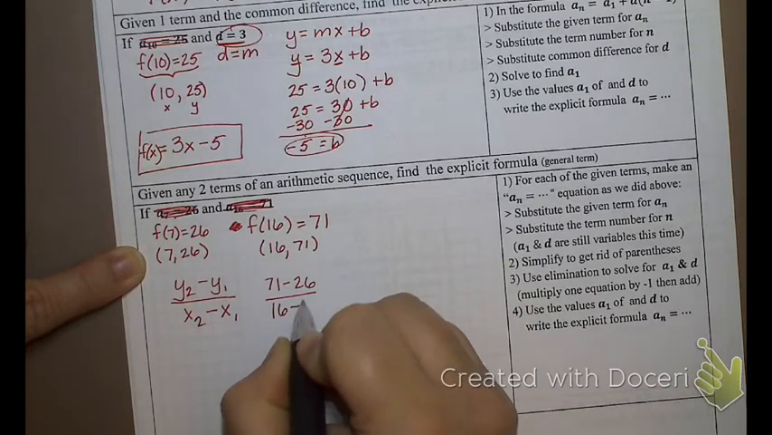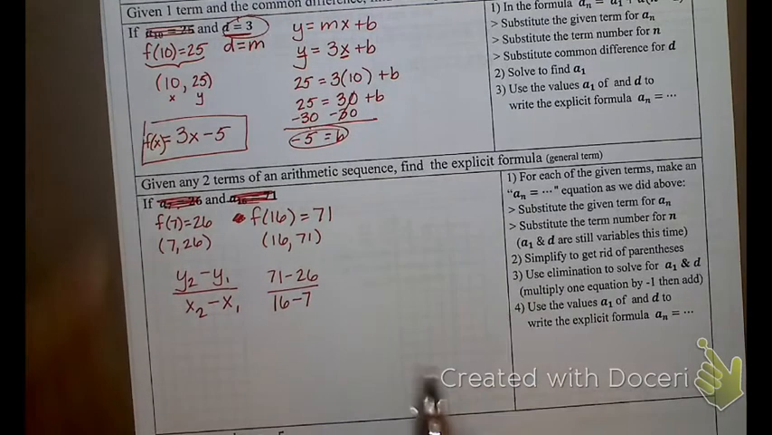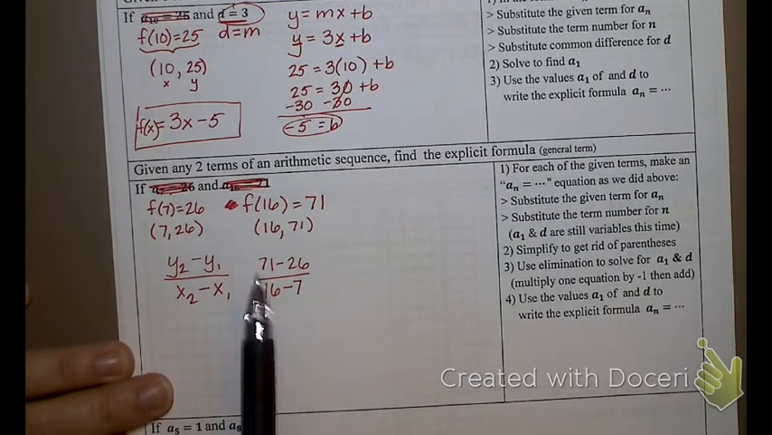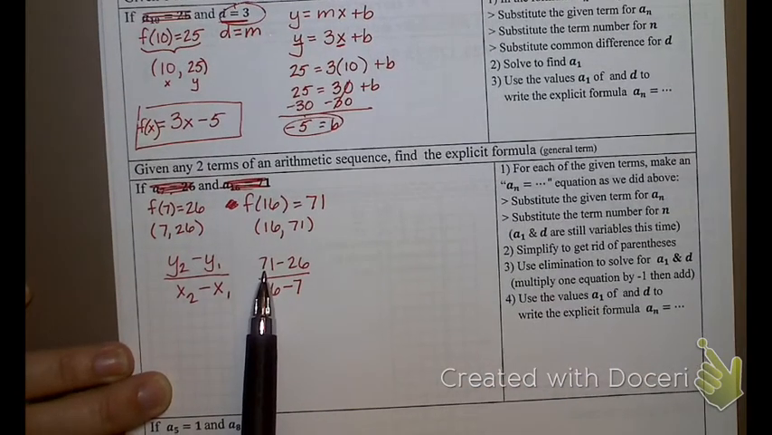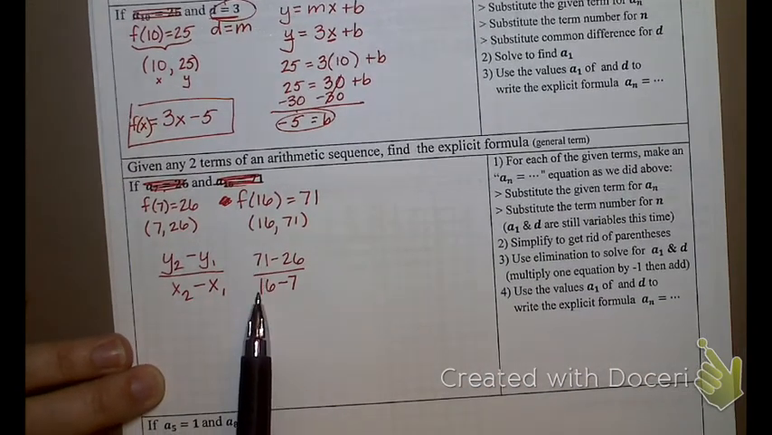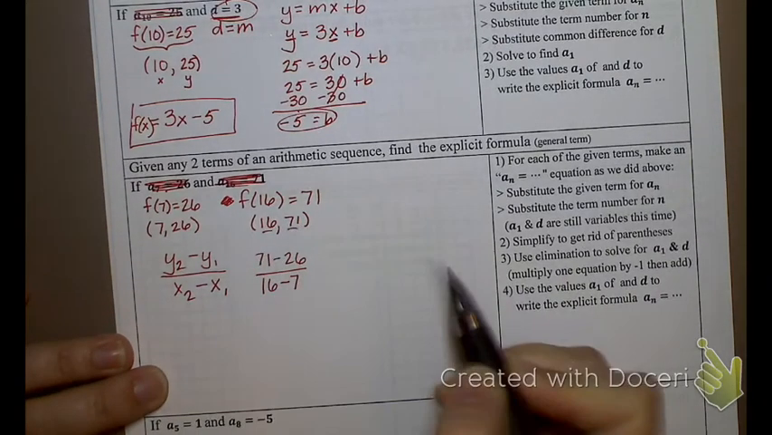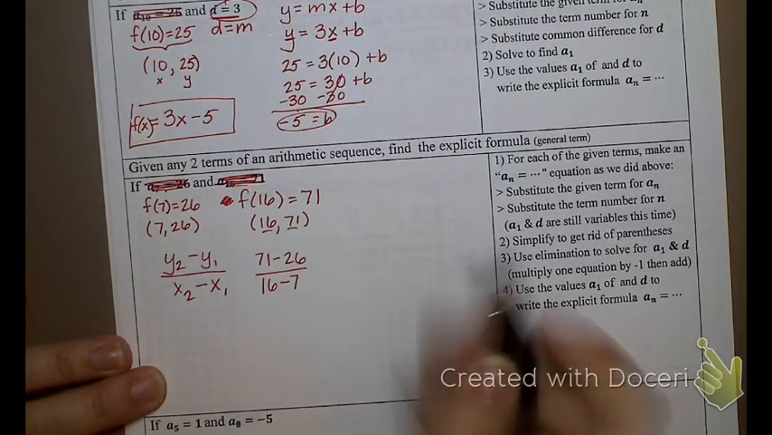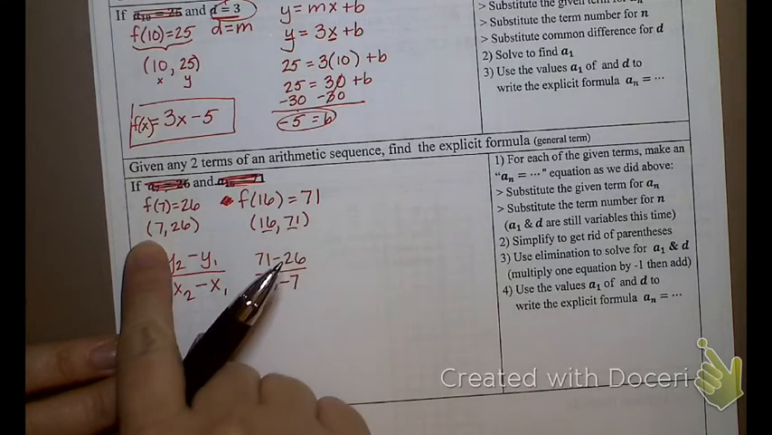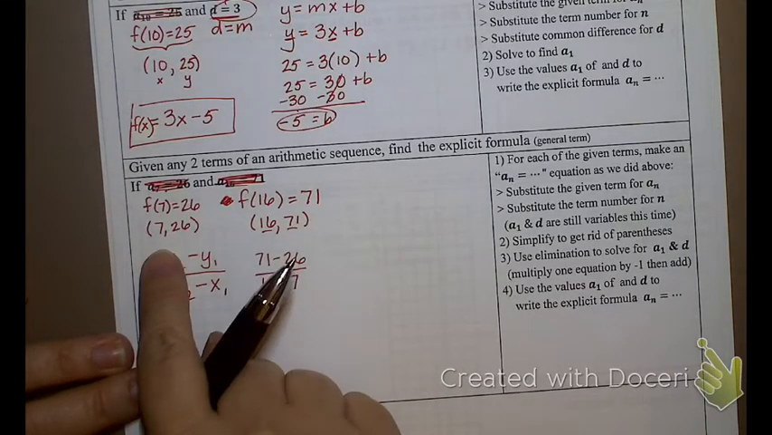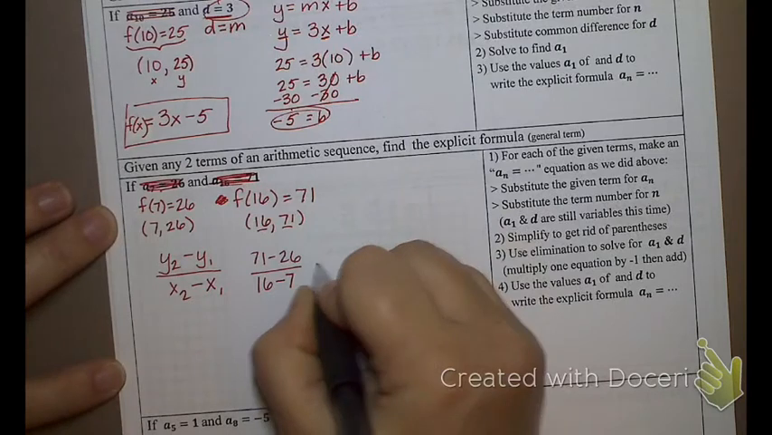16 minus 7. Please make sure as you're doing it, this is the y value from a certain point. This must be the x value from whatever point also. So the first on the top and the first on the bottom have to be values from the same point. Right? If you're doing this point minus this one, you have to always do this point minus this one. So let's see, what does that give me?